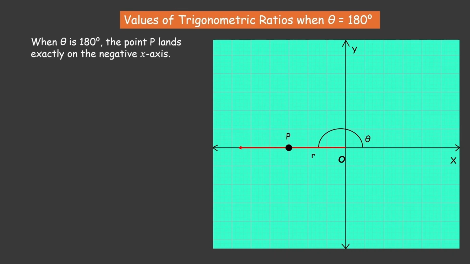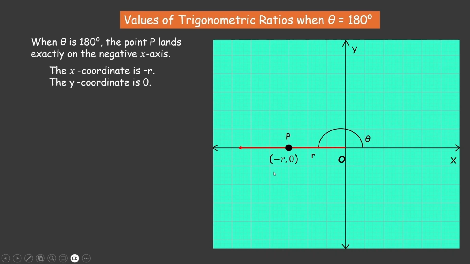So when theta is 180 degrees, point P lands exactly on the negative x-axis. So there is no height. That means the y-coordinate is going to be 0. And the x-coordinate is negative r because point P is now on the negative x-axis. So the coordinates are minus r, comma 0.